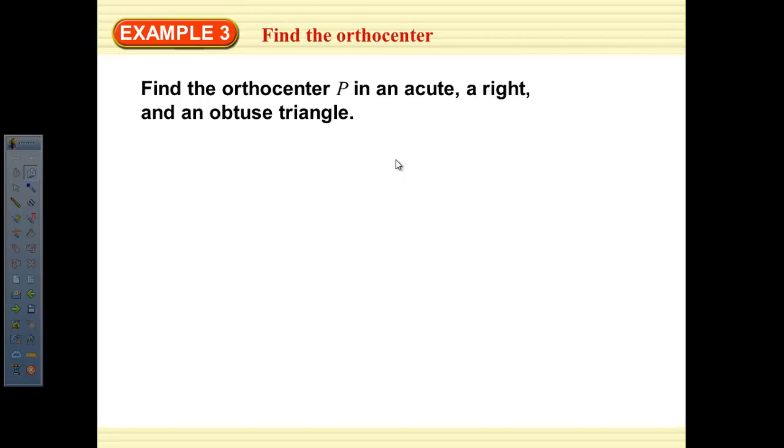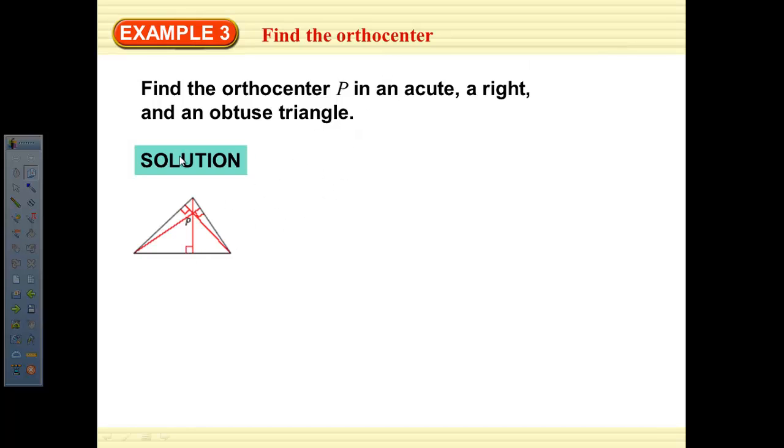Now we're looking at the orthocenter, which is the point of concurrency for the three altitudes of a triangle. Remember, an altitude goes from the vertex and then it goes perpendicular to the opposite side. So if we're looking at it in an acute triangle, I'm just going to show you the pictures here.